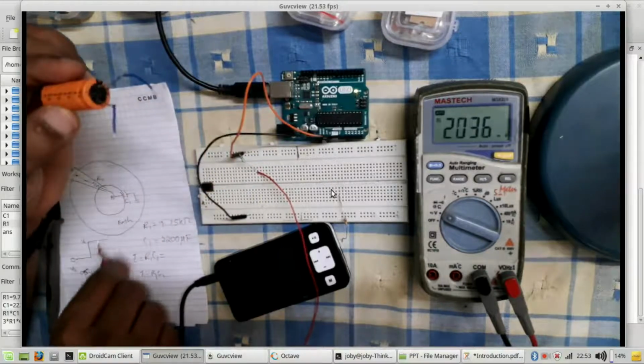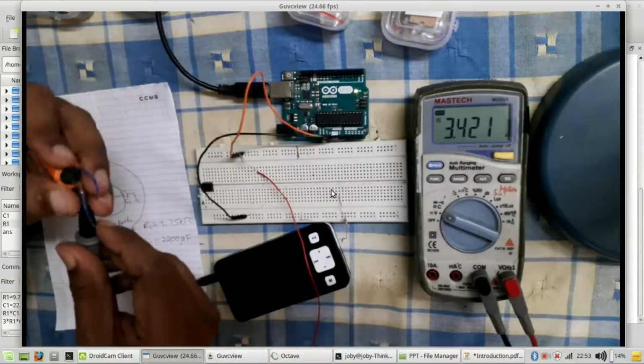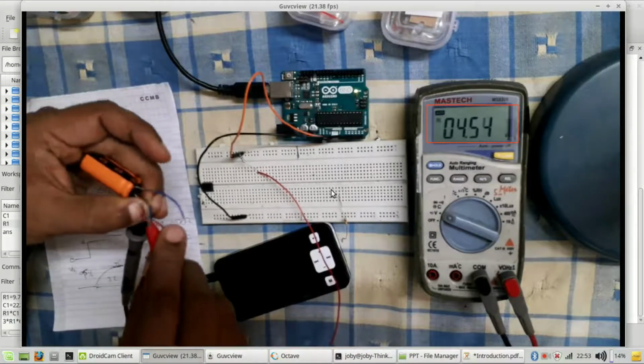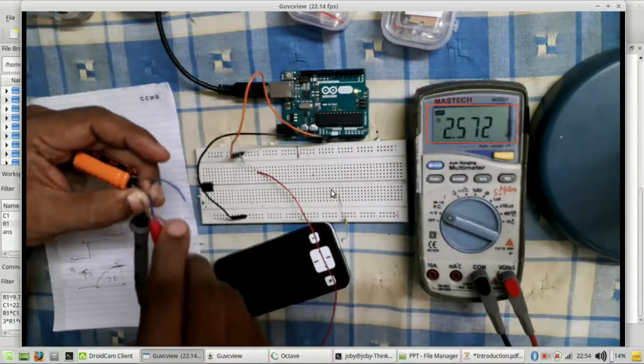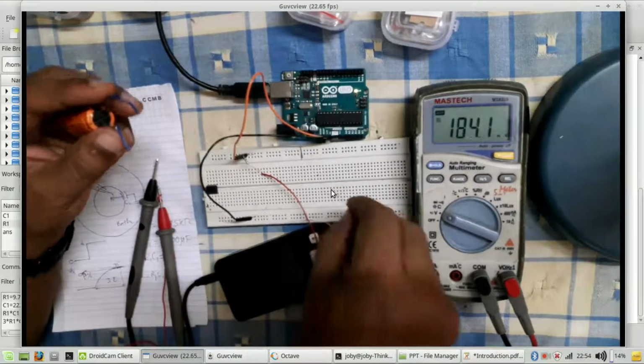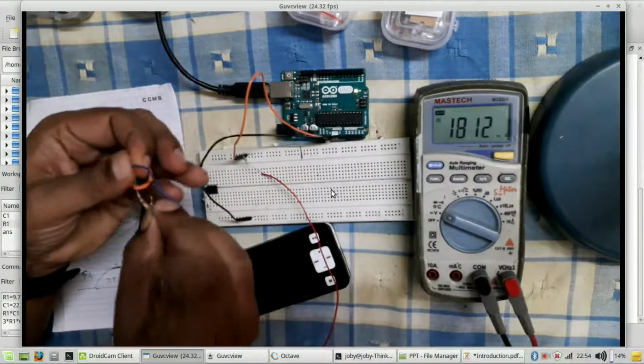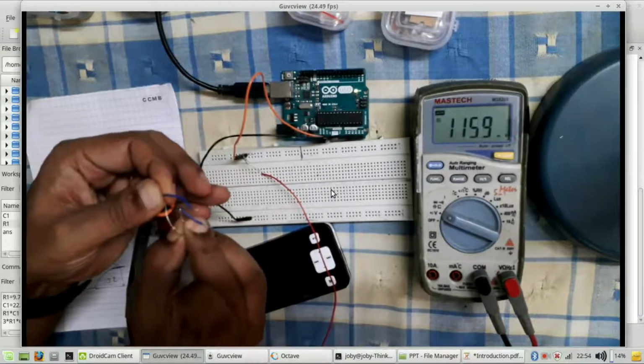Switch this to the voltage range, and so we are going to check whether this capacitor has any charge by checking whether there is a voltage across it. Otherwise you have to discharge it. It may have charge voltage from previous charging. So I will take a resistor, connect it to the two sides of the capacitor to discharge it.